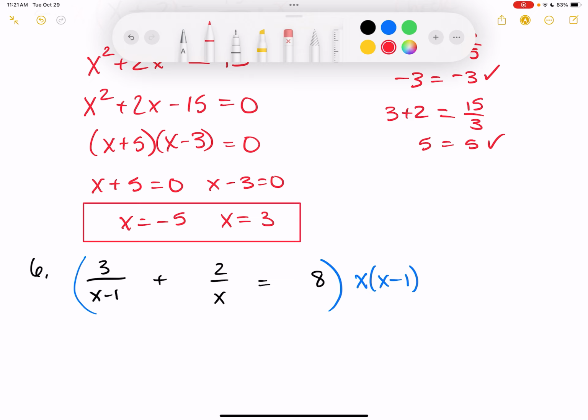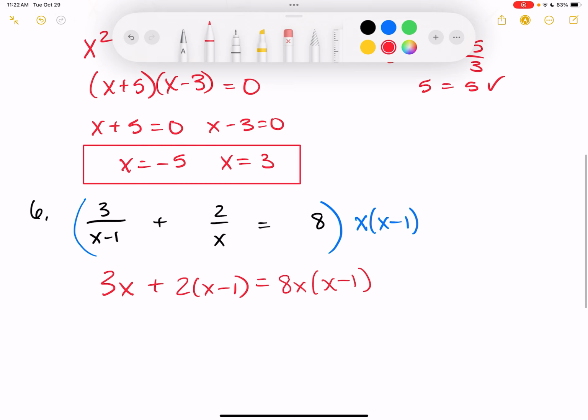So I take this whole thing and multiply by x times x minus 1. And when I do that, I'm going to end up with, when I multiply over here, the x minus 1's cancel, so I would have 3x plus, over here, when I multiply by this, the x's cancel, so I'd have 2 times x minus 1. And then here, I'd have 8x times x minus 1. So then distribute and all of that. I got 3x plus 2x minus 2 equals 8x squared minus 8x.